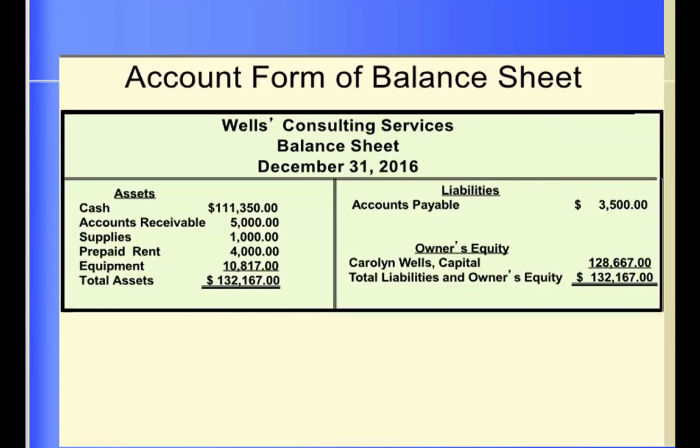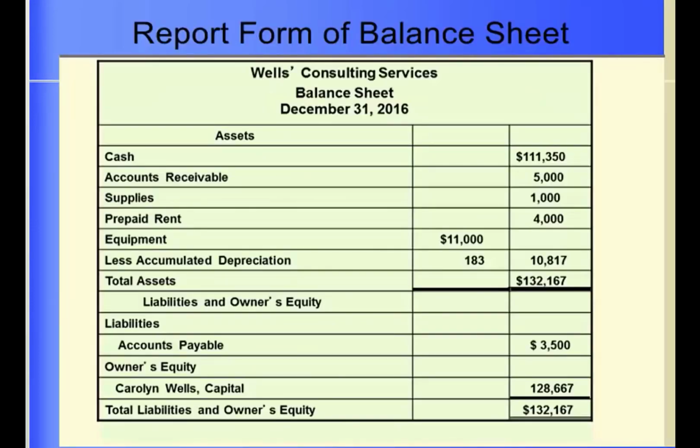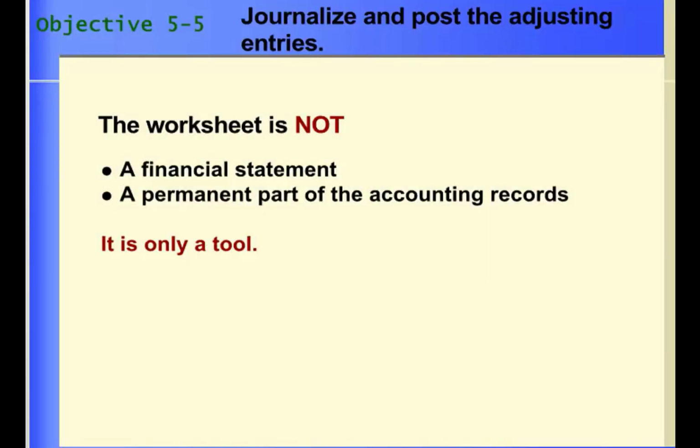In addition to the account form of a balance sheet that was previously used in Chapter 4, there is also a report form of a balance sheet, which shows the balance sheet data in a vertical format. In actual practice, the report form is used most often. And here it is. This balance sheet has been prepared using a report form format. All accounts, both asset and liabilities and owner's equity, are listed.